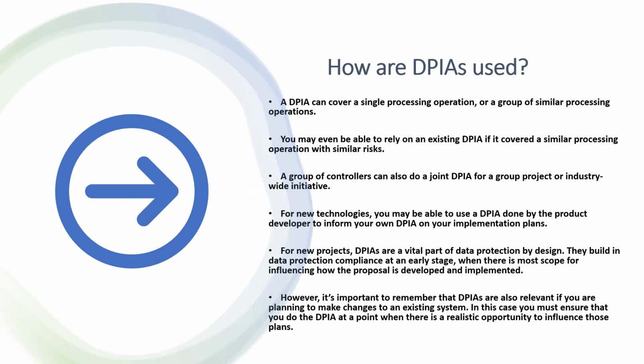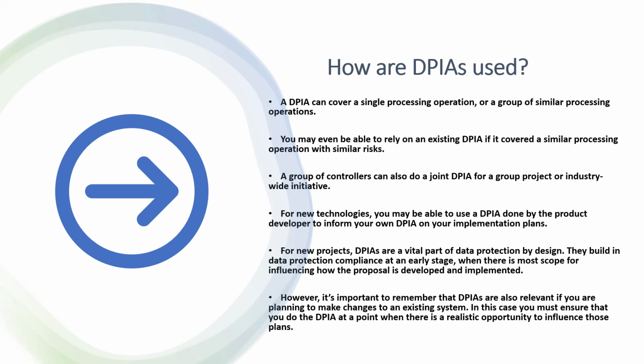So a DPIA can cover a single processing operation or a group of similar processing operations. And we could rely on an existing DPIA if it covered a similar processing operation. So if you're working within a group, one DPIA for the group could cover the introduction of a new process or a changed process for the whole group. If you're using new technologies, so for example, if you're introducing digital care plans, a DPIA would be required, but it may be that the product developer has already got a format for a DPIA in relation to other services that they've worked with.